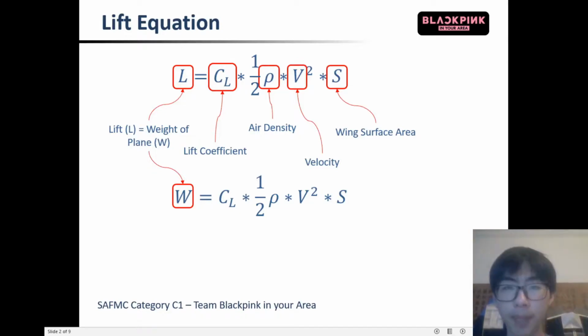The design of my plane starts on the lift equation. There are 5 parameters: lift, which is equal to the weight of the plane, the lift coefficient, air density, velocity, and wing surface area. Since I want a slow flying plane, I rearranged the equation for V.